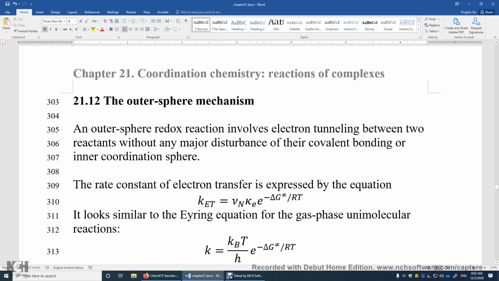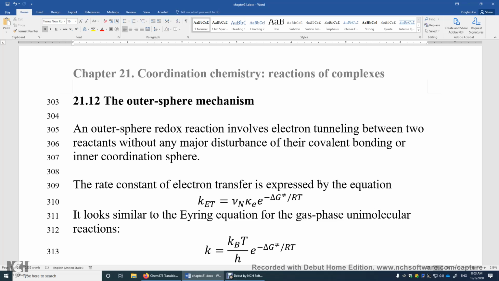Section 21.12. The outer sphere mechanism. In the outer sphere mechanism, the electron transfers from one transition metal center to another directly. It does not go through any bridging ligand. In the outer sphere mechanism, the electron transfer may be viewed as electron tunneling between the two transition metal centers.